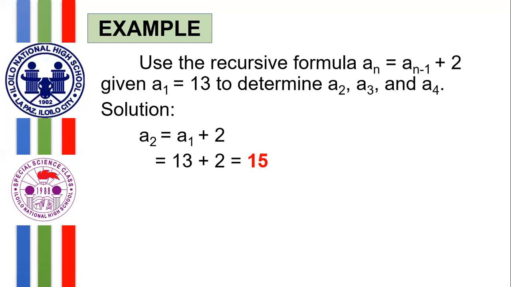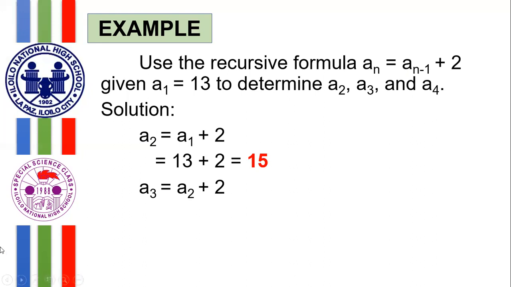Now let's have a sub 3. To determine a sub 3, your subscript here is 3. So in this recursive formula, we will replace all n's by 3. So you have a sub 3 is equal to a sub 3 minus 1, or a sub 2, plus 2. Take note that you have to follow the structure.